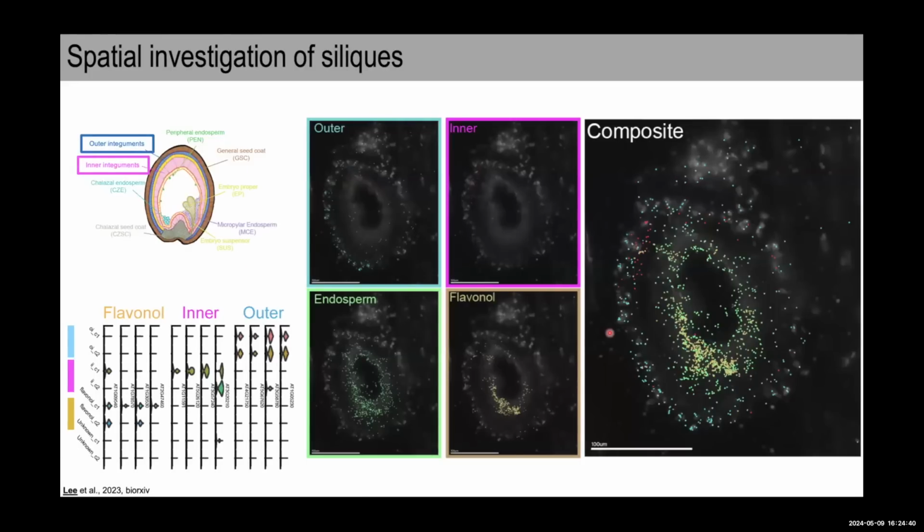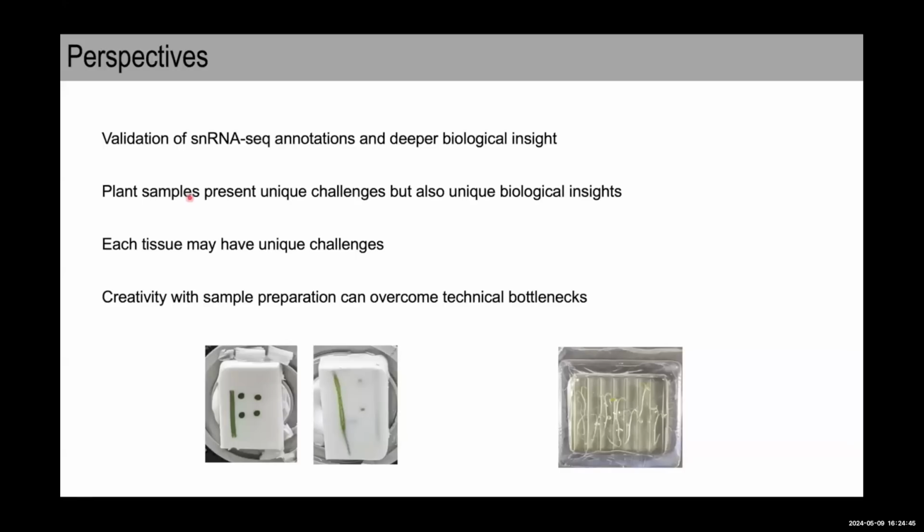And that's just annotated here. And I think I'm running out of time. So really just some final perspectives about how and why you might want to perform these experiments. For our purposes, we used it to validate our single nucleus RNA-seq annotations and to potentially get some deeper biological insight in the complex Silique tissues that we saw.